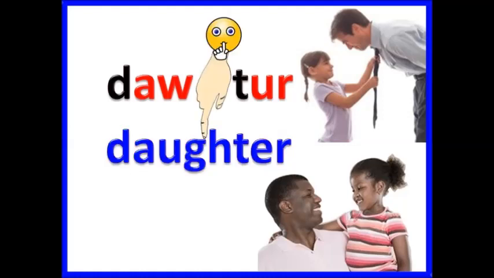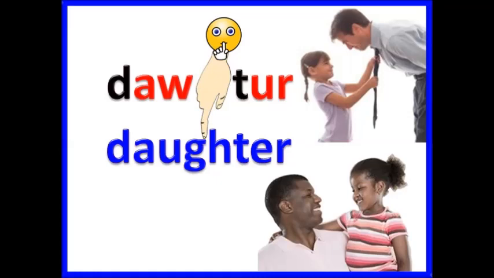Now, GH is silent. But you see the ER on the end? The ER makes the er sound. And you see the AU? The AU makes the ah sound, same as the AW. AW makes the ah sound.